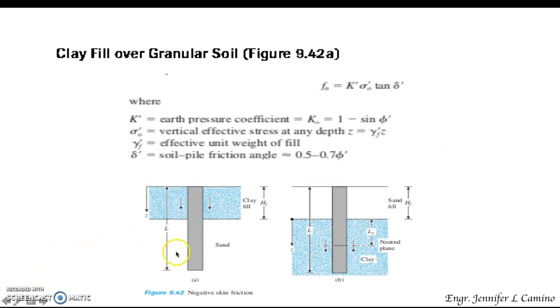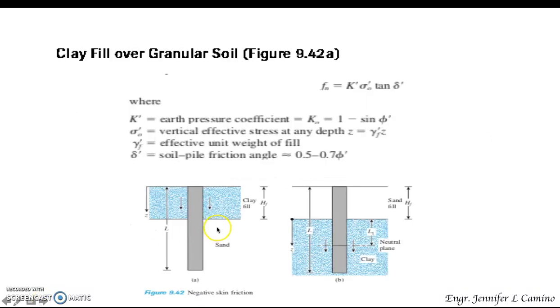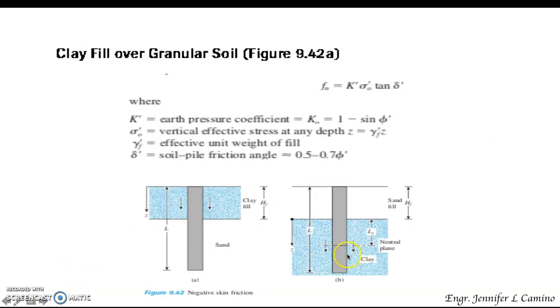So this is an illustration for our clay type soil that has been placed over a granular soil. So this is our downward drag force, which is our negative skin friction. So if a fill of granular soil is placed over a layer of soft clay, it will induce the process of consolidation in the clay layer and thus exert a downward drag on the pile. So this is an illustration for us for the negative skin friction. The pile is driven into a soft clay type soil.